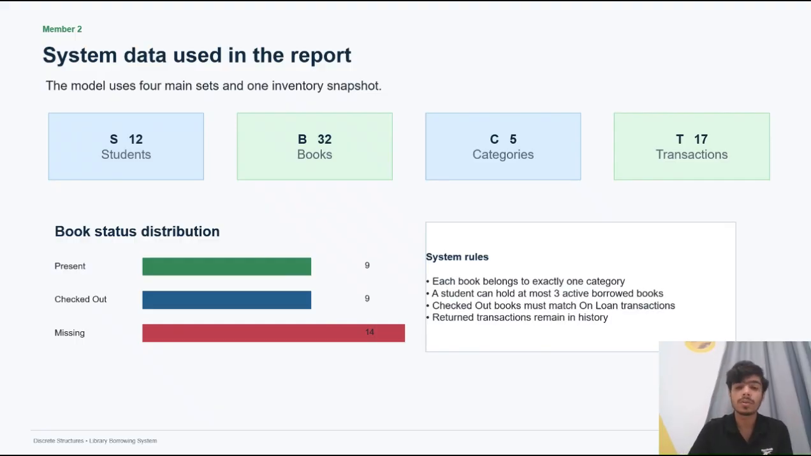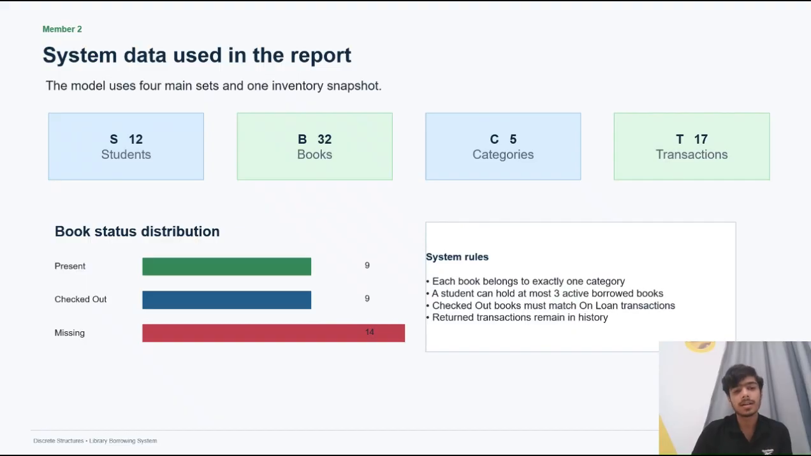This system also follows several rules. Each student may borrow one book, but a student can also hold up to three active books at a time. Every book belongs to exactly one category. Every transaction records one student, one book, the borrowing date, and the status of the transaction, either returned or on loan. For example, John Lee borrowed three books, which shows why the system must support multiple borrowing transactions for the same student. This is important because it affects how we define these functions in the system.